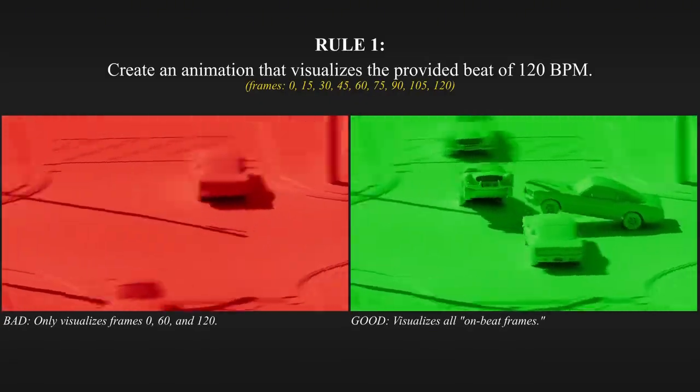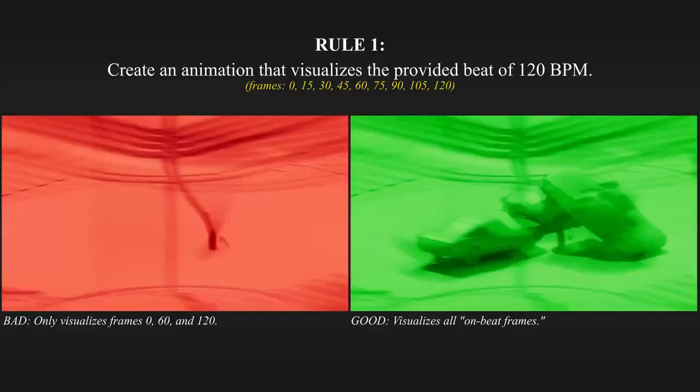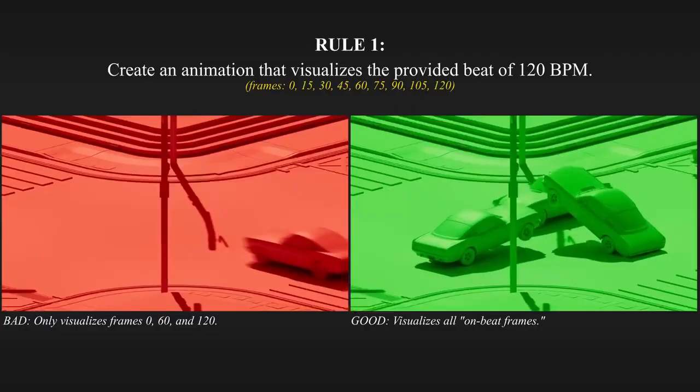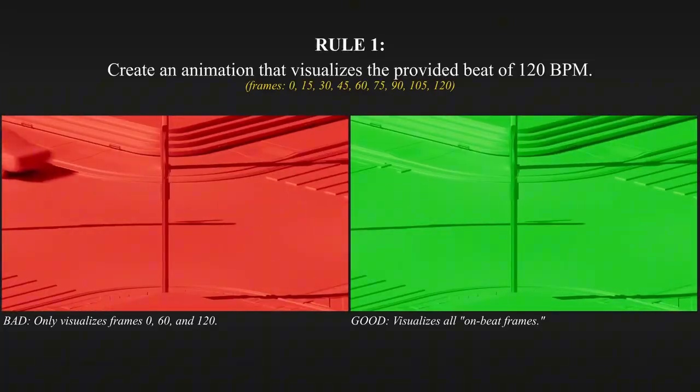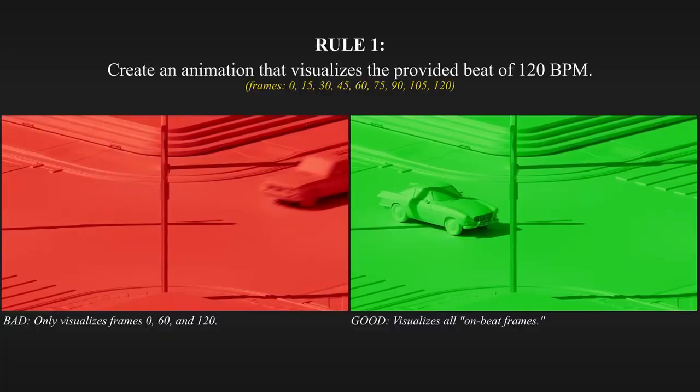Let's deep dive into these rules together because it's normal to question how far you can bend a rule to serve your idea. We just want to help you guys avoid breaking the rules. So the first one says, create an animation that visualizes the provided beat of 120 beats per minute. First, let's make sure we're visualizing the beat, and it's up to you guys to find the cool and creative ways to do so. The video on the right does a great job of this. The one on the left, not so much.